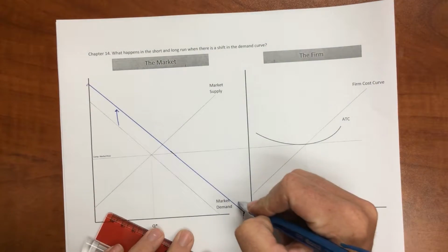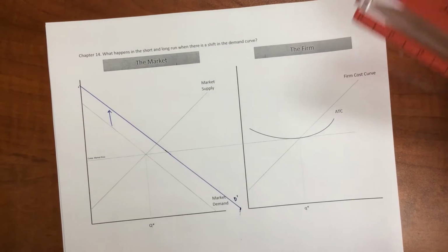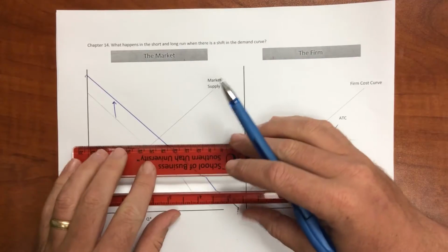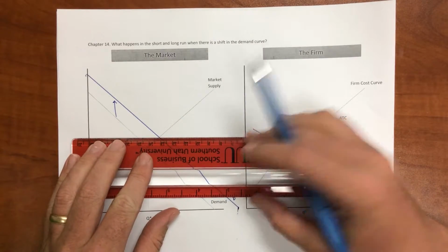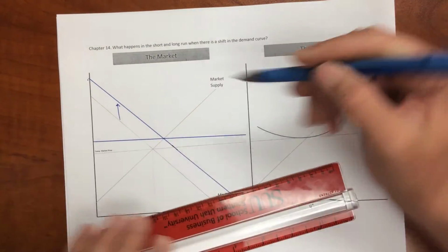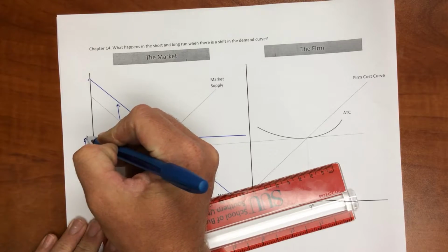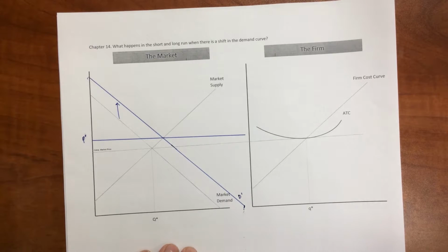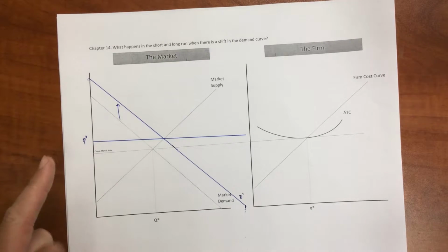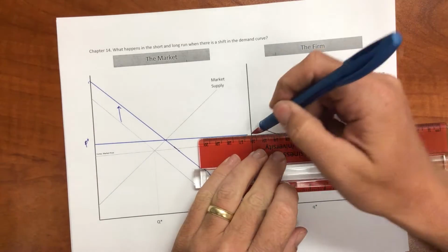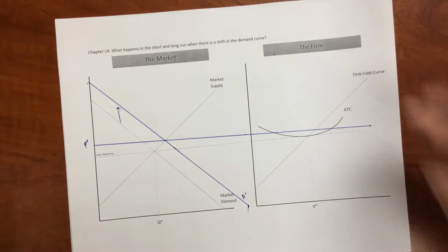And so now we have a new market demand curve. The new market demand curve is going to cause the quantity to increase and the price to increase. And so here's the new equilibrium price that the market sets to equate quantity supplied and quantity demanded with this new demand curve. Well, if that's the price that the market sets, that's the same price that the competitive market firm is going to see.